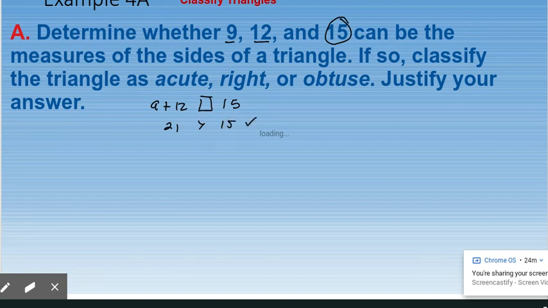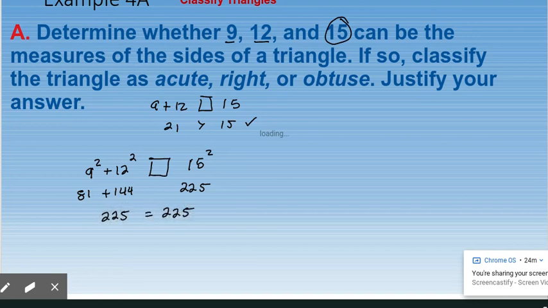Now I'm going to check what type of triangle. So let's use the Pythagorean theorem. 9 squared plus 12 squared, and then I have some sign, 15 squared. 9 squared is 81. 12 squared is 144. And 15 squared, I believe, is 225. Yep, it's 225. We add these up: 81 plus 144. Hey, that is 225. So 225 equals 225. I know that this is a right triangle because they're equal to each other.